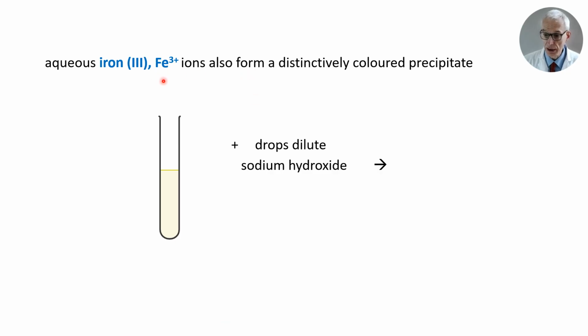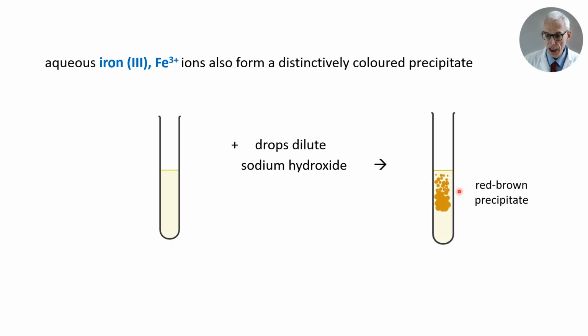Iron, being a transition metal, forms a differently charged ion, an Fe3+ ion, which we would refer to as iron 3. That will form a coloured precipitate with drops of sodium hydroxide, described as a red-brown precipitate. Pause and name that precipitate. Okay, I hope you've had a go at naming. Check your answer. Iron 3 hydroxide.